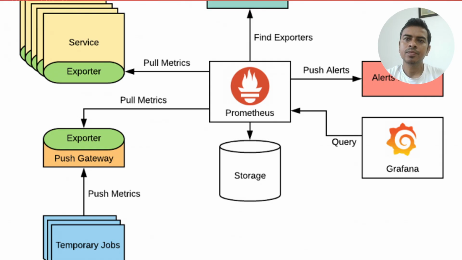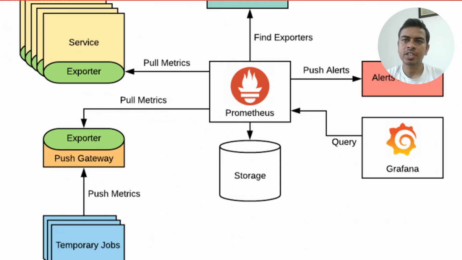Prometheus is an open source monitoring and alerting system originally developed by SoundCloud and now part of the Cloud Native Computing Foundation, that is the CNCF, the same foundation that holds Kubernetes. You know about Kubernetes.